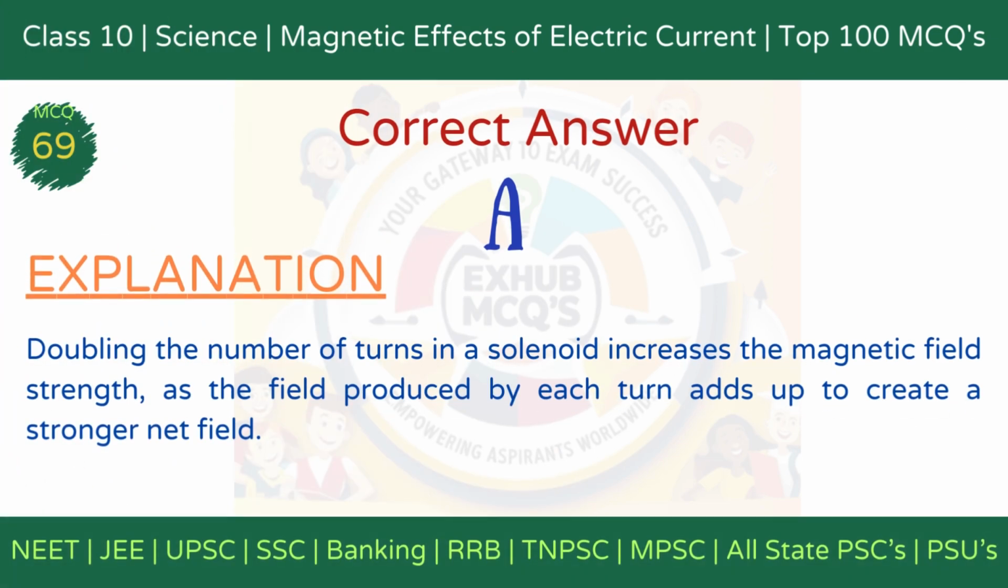The correct answer is option A, field strength doubles. Explanation. Doubling the number of turns in a solenoid increases the magnetic field strength, as the field produced by each turn adds up to create a stronger net field.